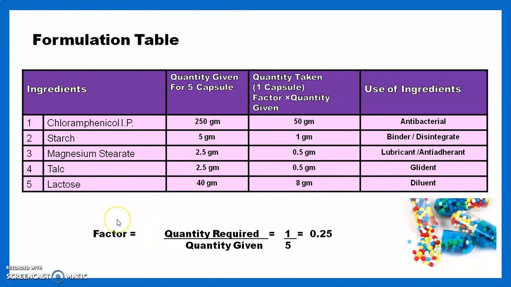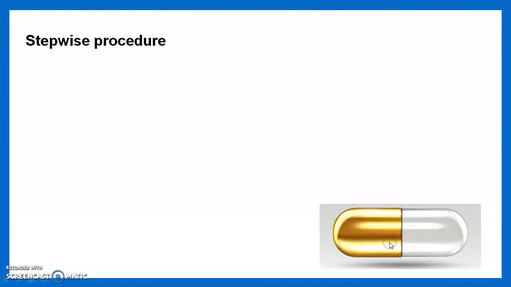The quantity is given for 5 capsules, but today we will prepare only 1 capsule, so we can calculate the factor. Factor is calculated as quantity required upon quantity given. Quantity required 1, quantity given is 5. So our factor will be 0.25. By this factor we multiply the quantity given of the ingredients and ultimately we get the quantity taken.